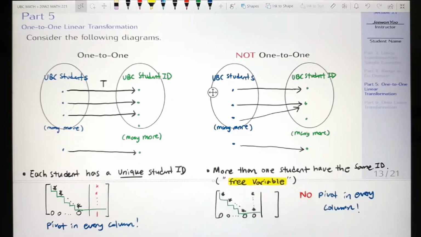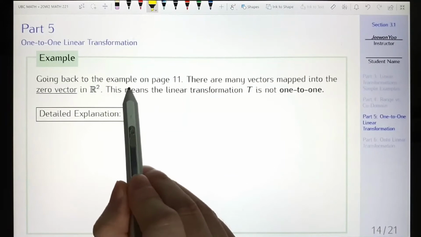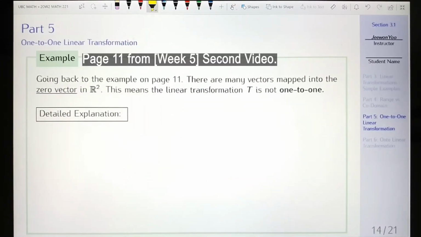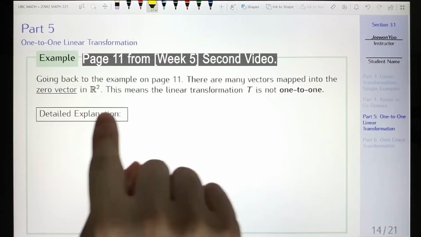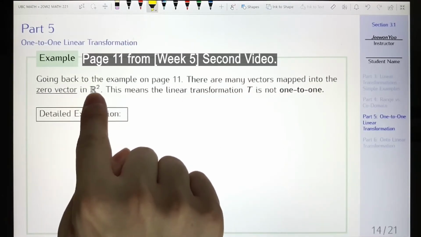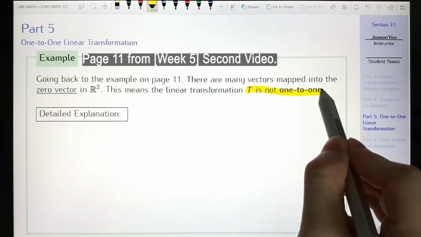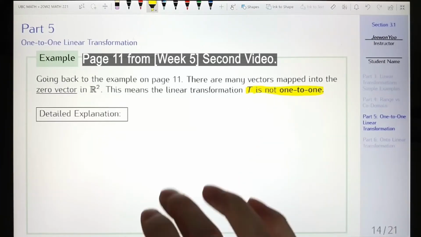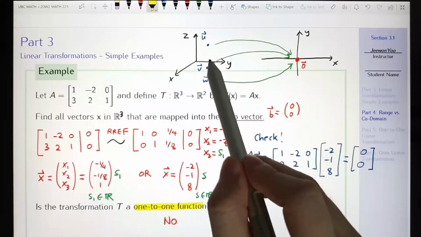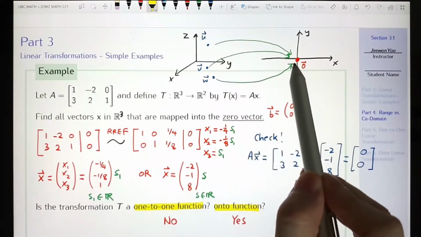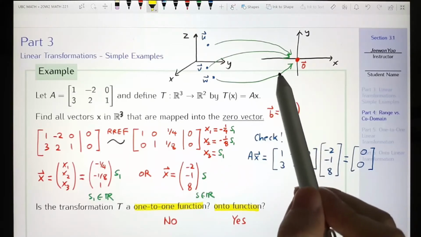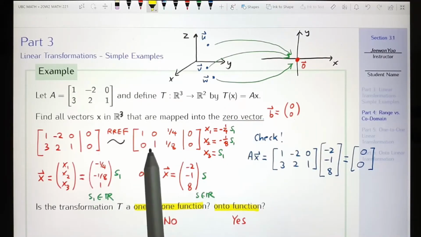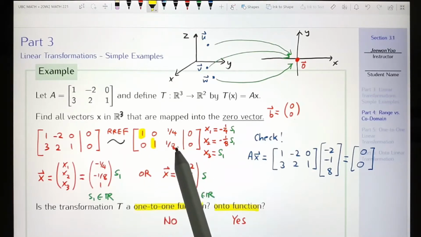Here's the example. Go back to the example on page 11. There are many vectors mapped into the zero vector in the codomain. We know that T is not one-to-one because more than one vector is mapped into the same vector in the codomain. There's another reason for not one-to-one. We only have two pivots. In other words, no pivot in every column. That is another reason why T is not one-to-one.